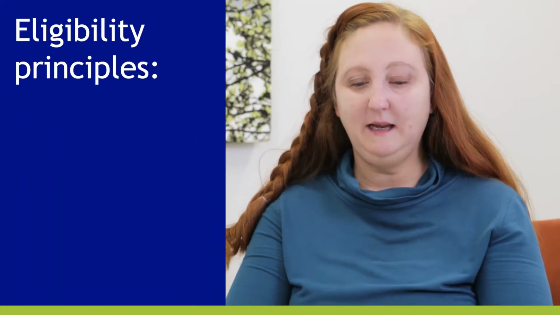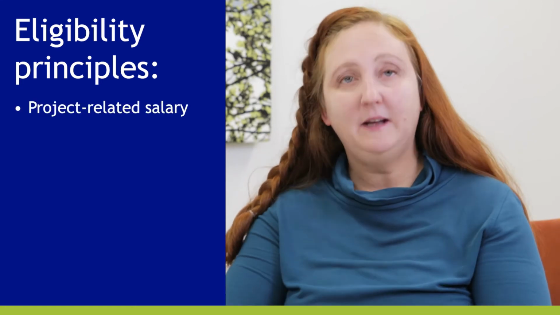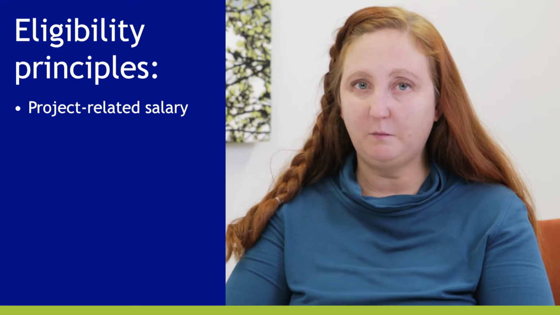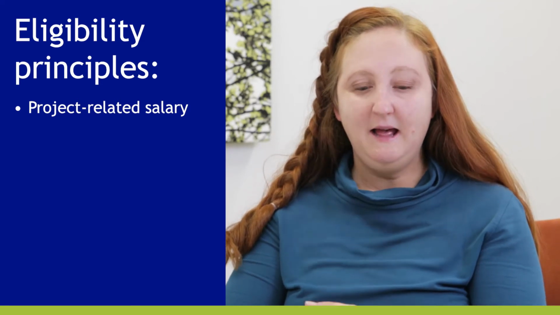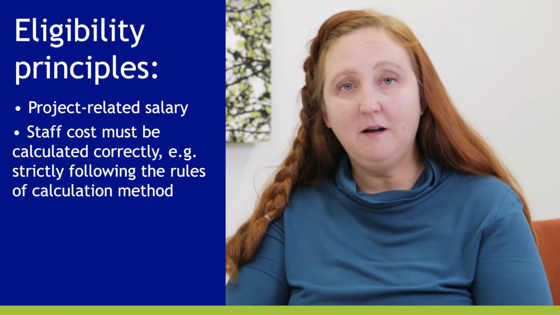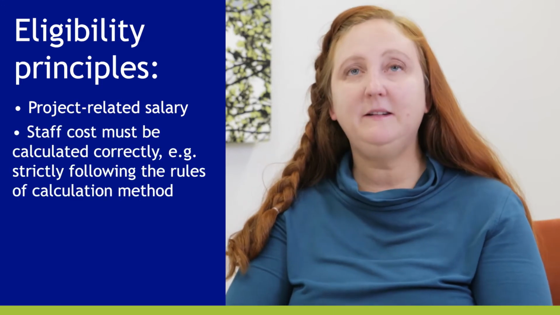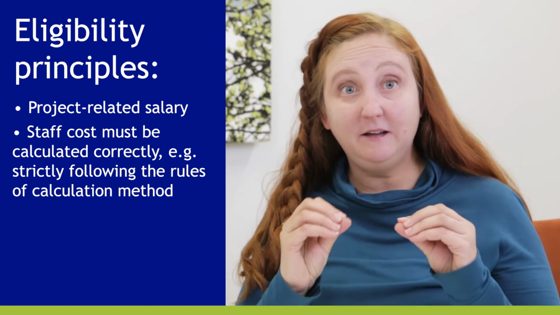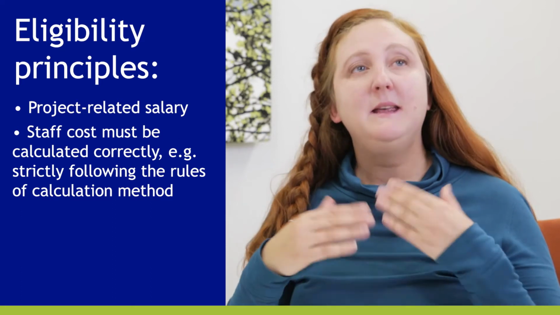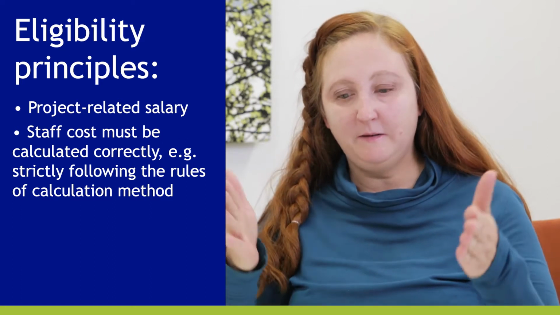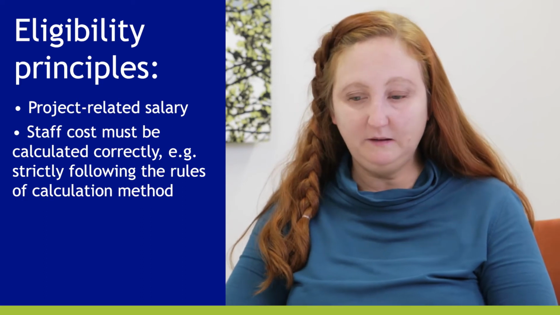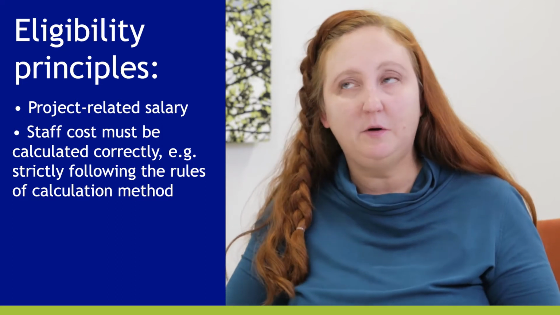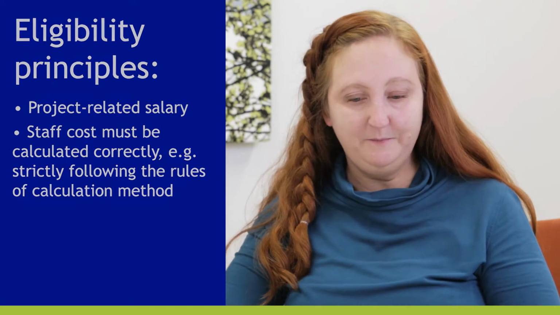A key principle is that only salary for project-related work can be reported, not for the regular work in your organization. And then, staff cost must be calculated correctly. This means that you need to strictly follow the calculation method as it is written in our manual. Say, when a person is working fixed 20% for the project, then 20% of the gross employment cost can be reported, not less, not more.